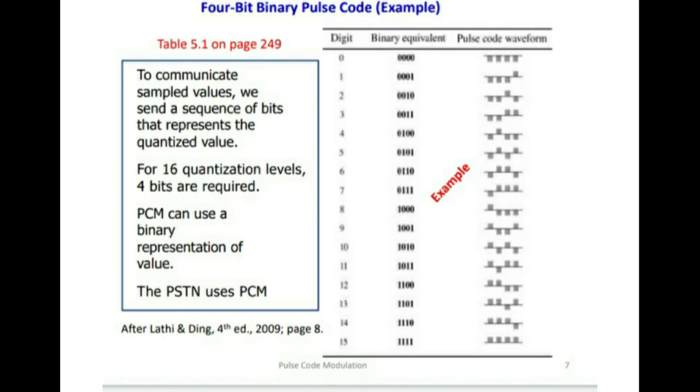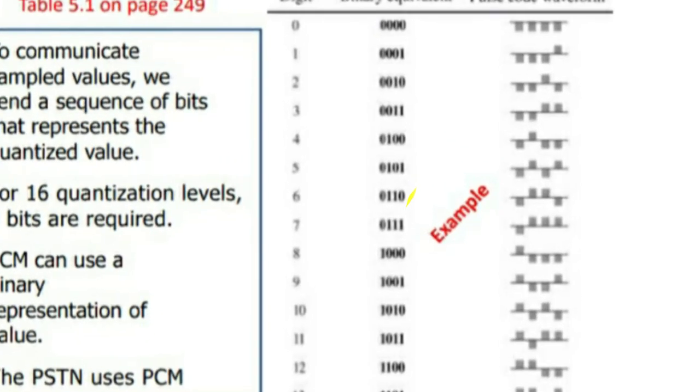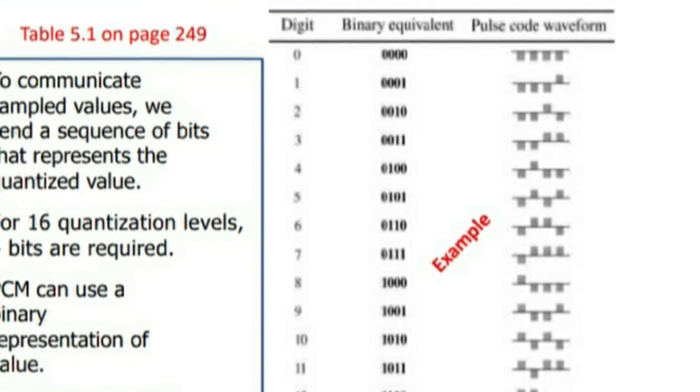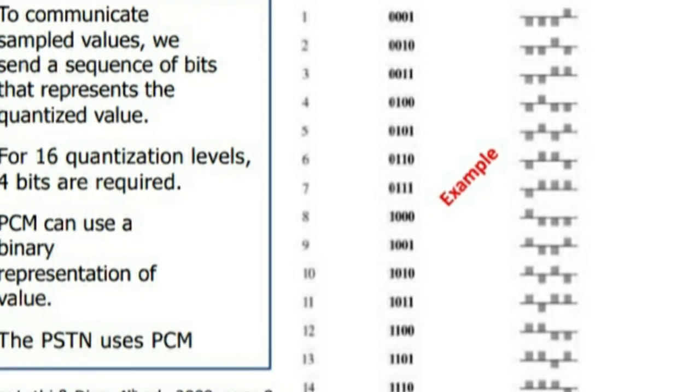One thing you have to remember is that for each decimal number there is a 4-bit binary code. For example, for 0 it is 0000. For 4 it is 0100. For 6 it is 0110. And for 9 it is 1001. For 8 it is 1000.